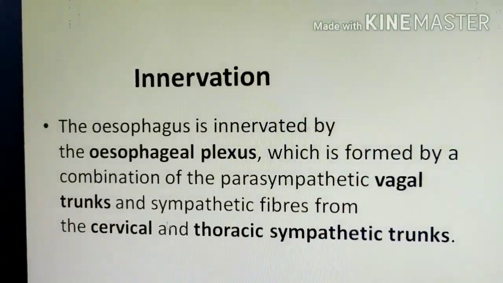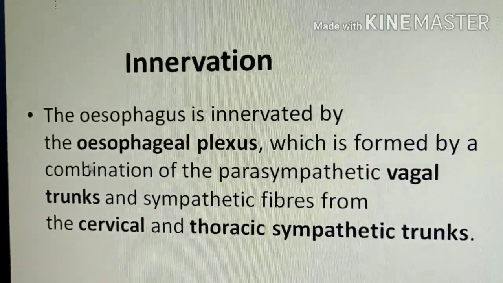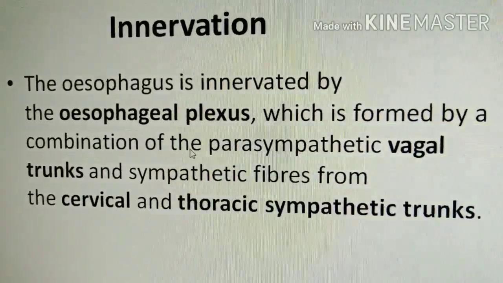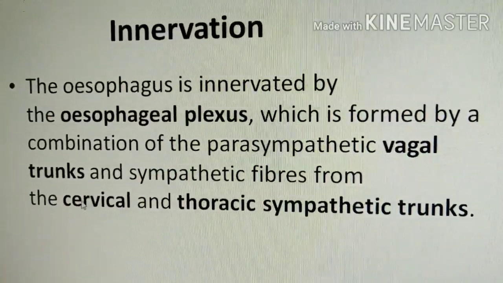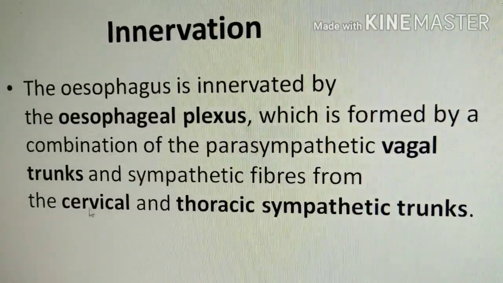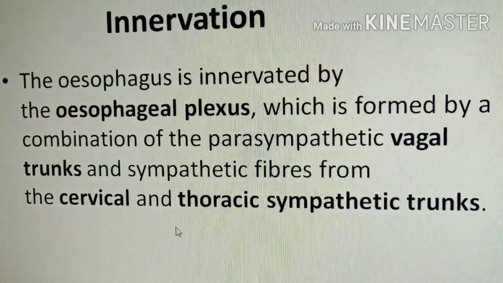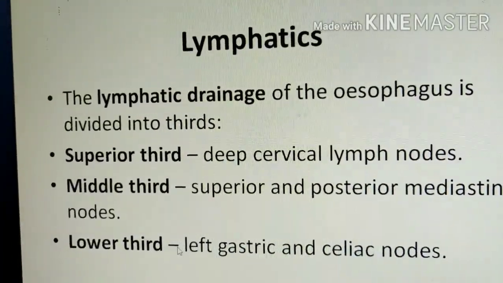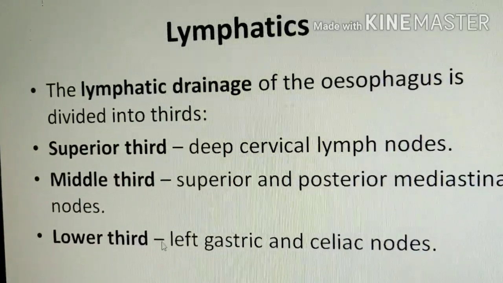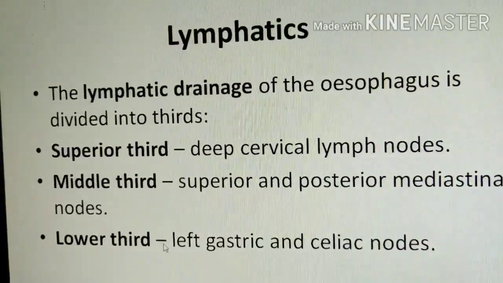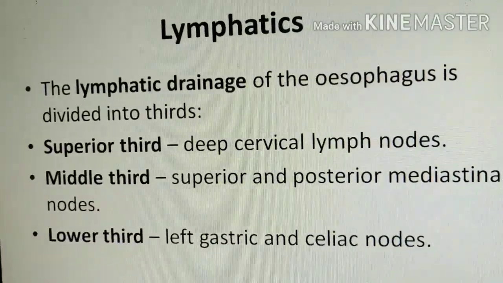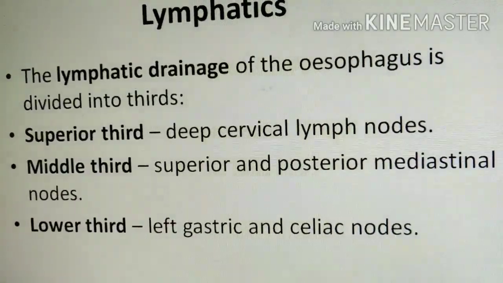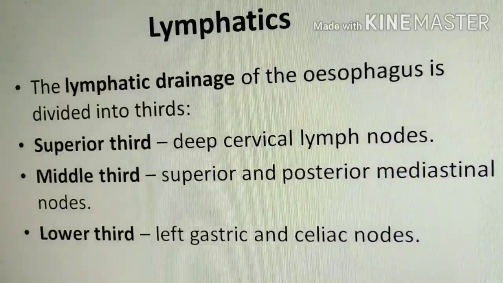Innervation, that is nerve supply. The esophagus is innervated by the esophageal plexus, which is formed by the combination of parasympathetic fibers via the vagal trunk and sympathetic fibers from the cervical and thoracic sympathetic trunk. Now the lymphatic drainage. Lymphatic drainage of the esophagus is also divided into three: superior third, deep cervical lymph nodes; middle third, superior and posterior mediastinal lymph nodes; and lower third, left gastric and celiac nodes.